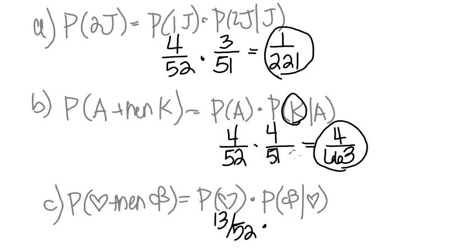Then if I pick one of those, does that change the number of clubs I still have? No, I still have 13 clubs, but it changes the total number I have, which is 51. Multiply that out and simplify, and we get 13 over 204, I believe.